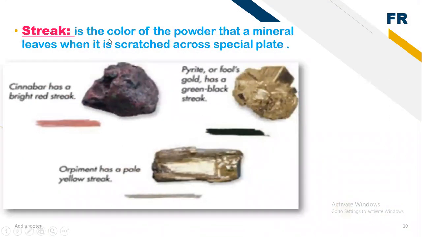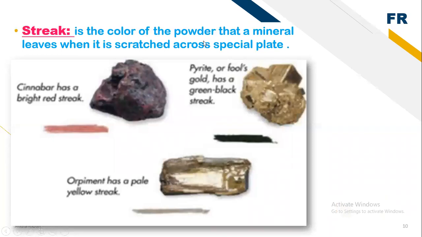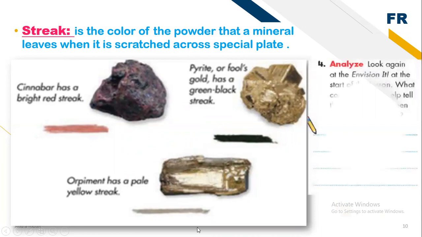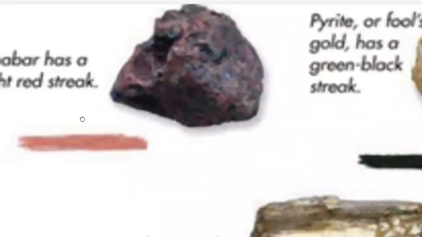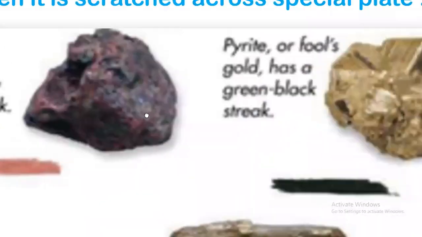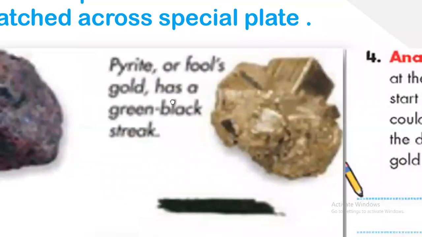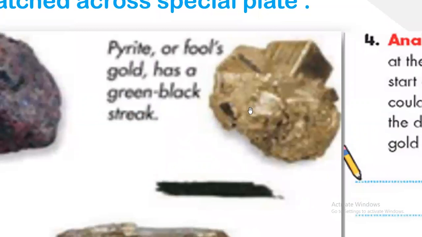Streak. A streak is the color of the powder that a mineral leaves when it is scratched across a special plate. For example, if you get a piece of cinnabar, which has a reddish or black color, and we scratch it across a special plate, the powder looks red. It has a red streak. Pyrite, or fool's gold, has a green black streak. You can see that despite its golden color, its streak is green black.